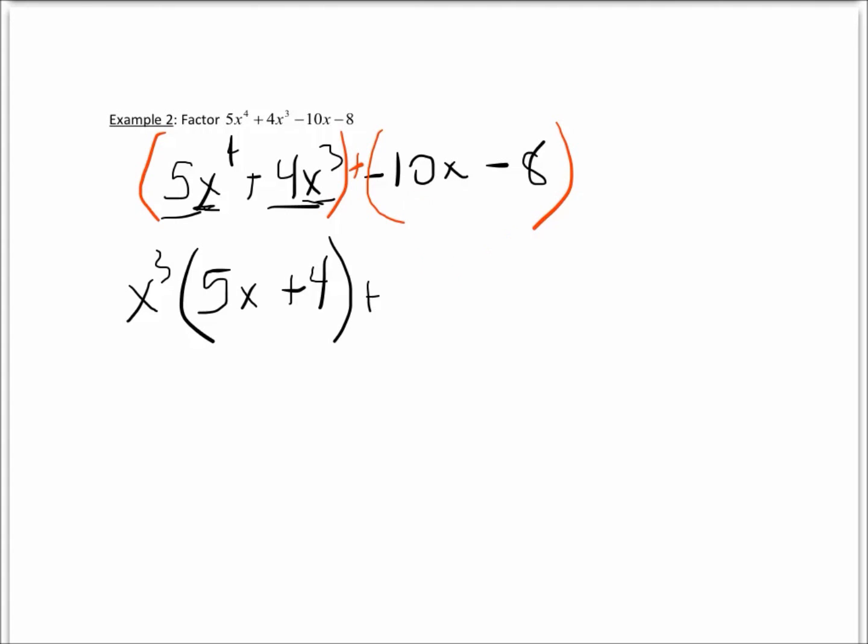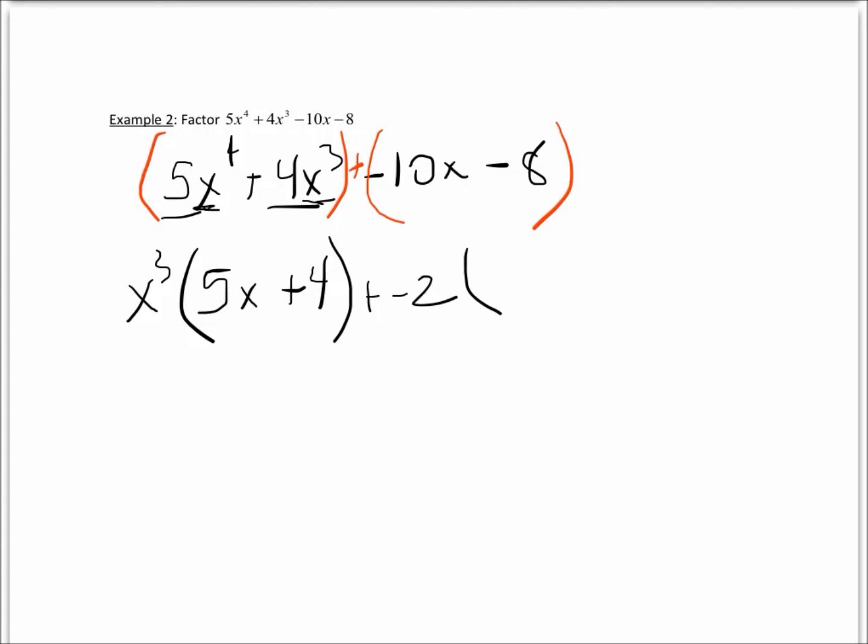The third term is negative. Something really interesting happens when the third term is negative. To make factor by grouping work the way that we want it to, whenever this third term right here is negative, we are going to pull out something that's negative. In this case, the number that divides into -10 and -8 is -2.